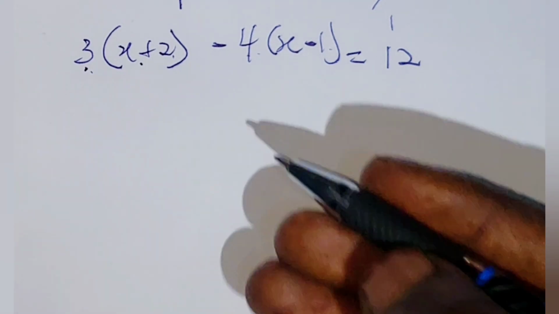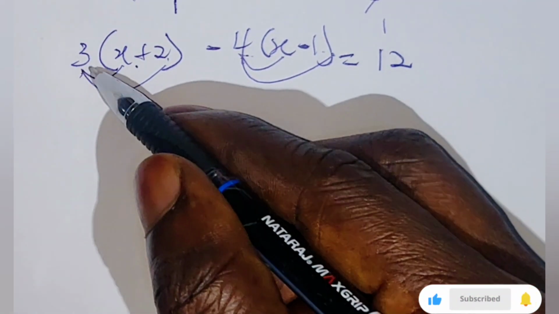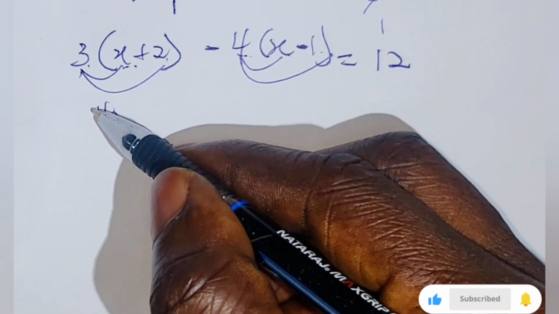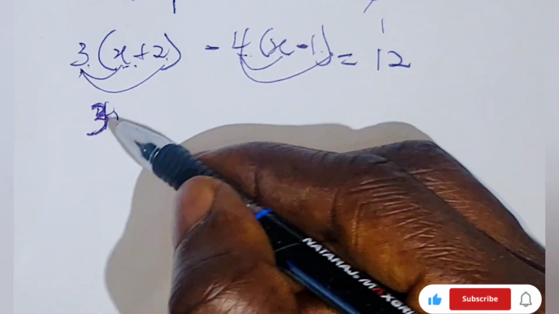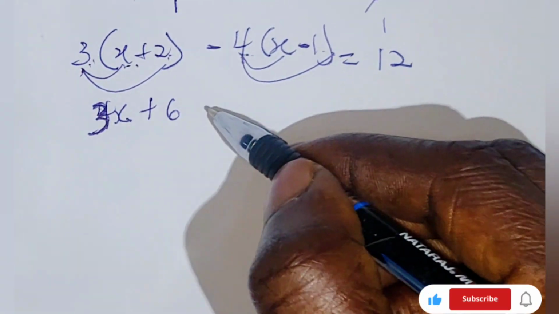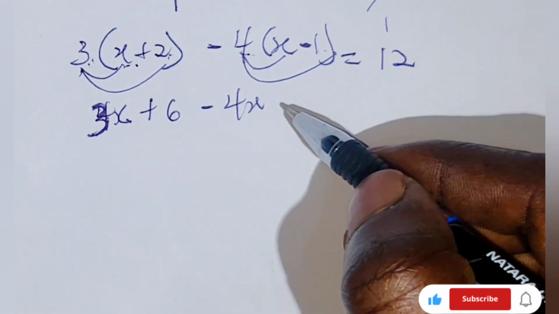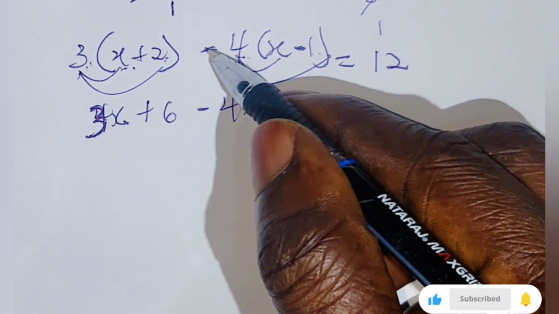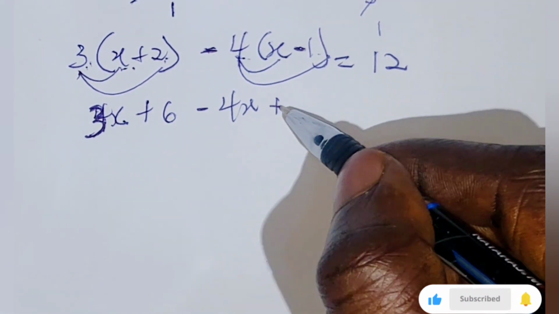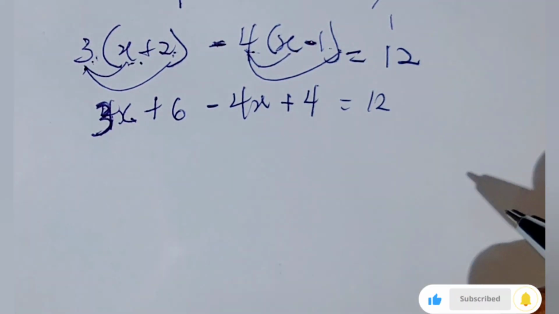This multiplies this, like that. We expand the bracket. So let me just do this. 4 multiply x and I get 4x. Sorry, 3x. 3 multiply x and I get 3x. Then 3 multiplies 2 and I get 6. 4 multiplies x and I get 4x. Then 4 multiplies 1, because it's negative 4 multiplying negative 1, so I get positive 4, then 12.